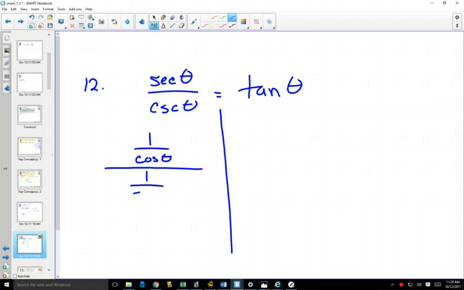Cosecant is 1 over sine. Okay? Now you're working on lined paper, right? I gave you loose leaf.